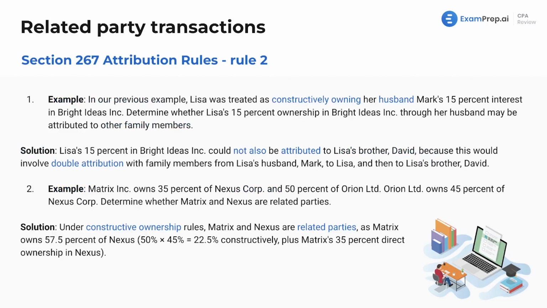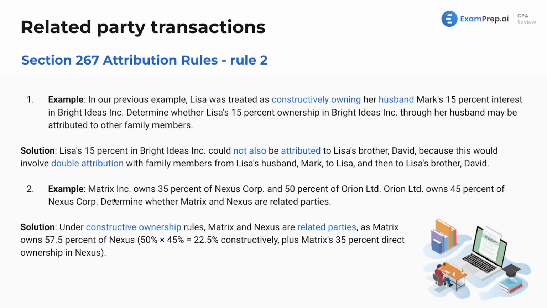All right, in our previous example, we're still on Rule 2. In our previous example, Lisa was treated as constructively owning her husband's 15% interest. Now, we're going to determine whether her 15% ownership in Bright Ideas through her husband may be attributed to other family members. Well, Lisa's 15% in Bright Ideas could not also be attributed to Lisa's brother David, because this would be double attribution with family members from Lisa's husband, Mark, to Lisa, and then to Lisa's brother, David. Now, what this is saying here is making sure that we're not double counting.